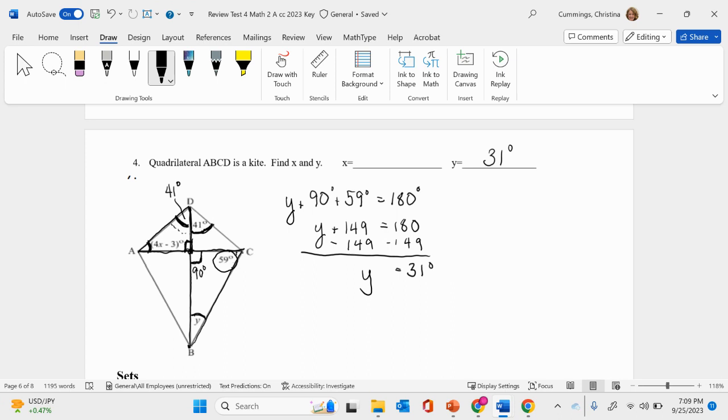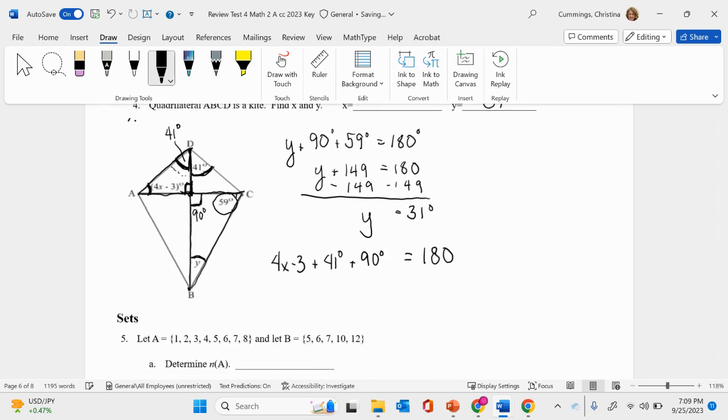So we can, again, since the three interior angles of a triangle add up to 180, set that equal to 180. We know that angle A is 4x minus 3, plus that angle at the top, this angle D, is 41 degrees, plus this third angle right here is our right angle. That's 90 degrees. Okay, let's combine our like terms. We've got 90 plus 41, which is 131, minus 3, which is 128.